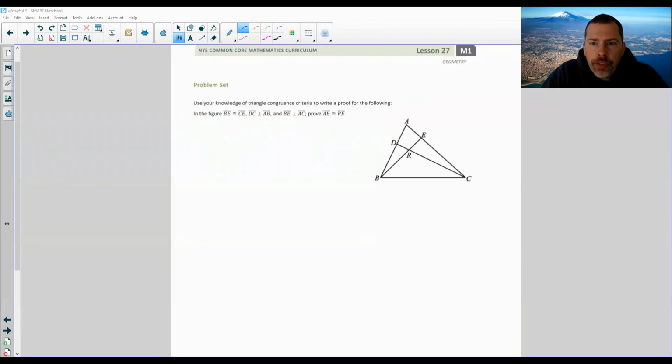Okay, page 4 brings us to the end of lesson 27. Finally, proofs. Ooh, go to your problem set.